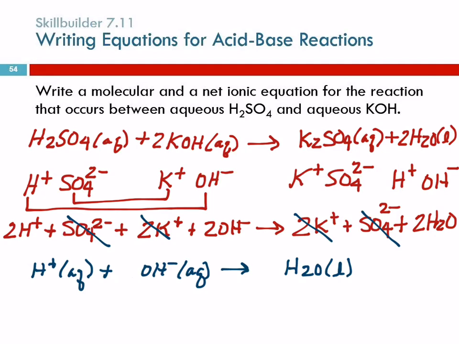And that is the net ionic equation that you're going to end up with for pretty much any acid-base reaction that we see in this class. So if you remember that, you can jump right to it and skip all this business in the middle. Any questions?